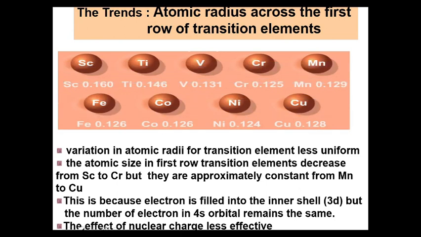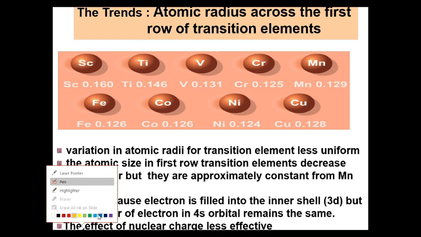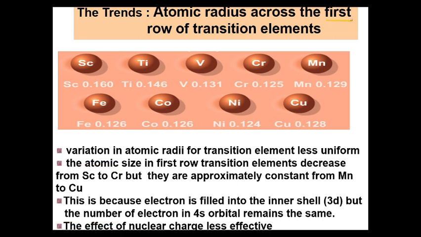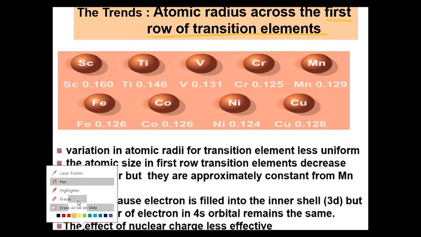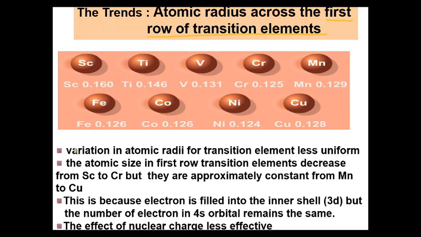What about the trend of atomic radius for the first row of transition elements? The variation in atomic radii is less uniform. This is because the atomic size in the first row transition elements decreases from Sc to Cr, but later on they will remain constant from Mn to Cu.